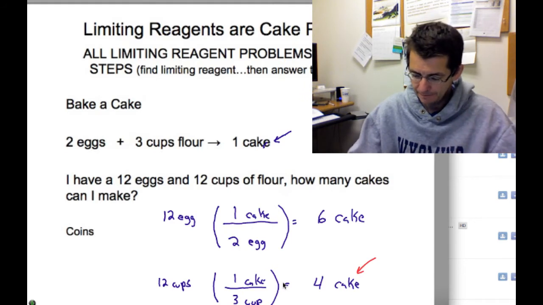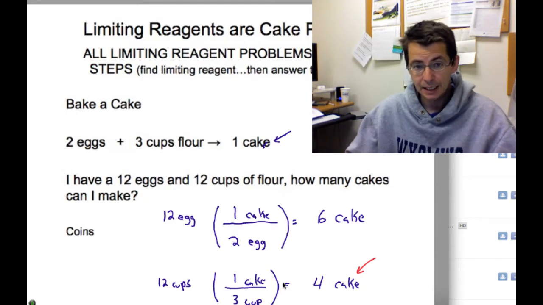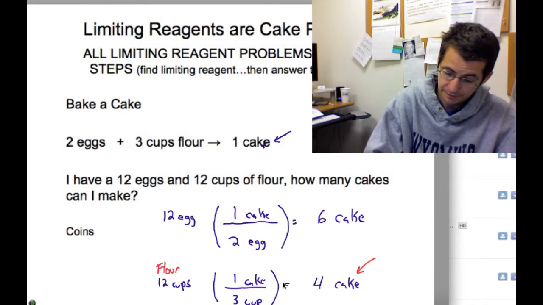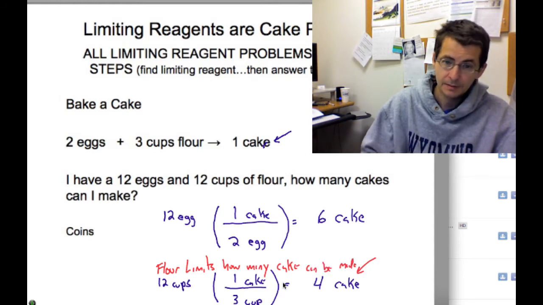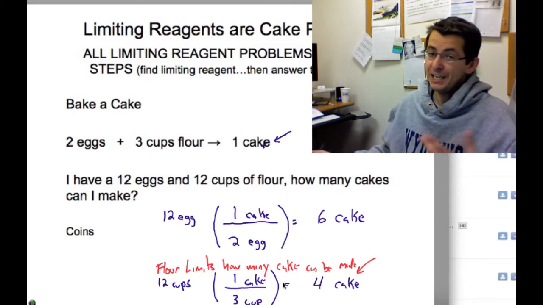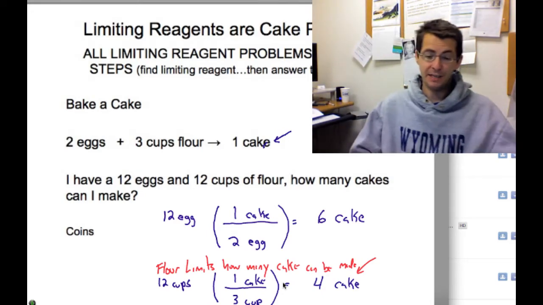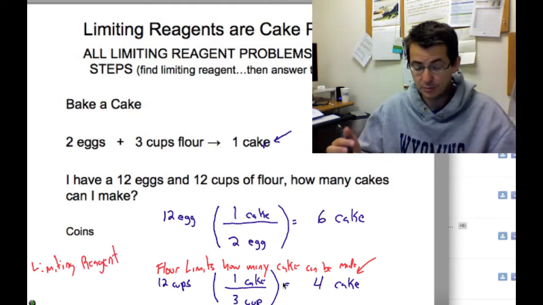Additionally, what this means is we are limited by the amount of flour. The flour limits how many cakes are made. The reagent that limits how much product we can make is called the limiting reagent. Not surprising.